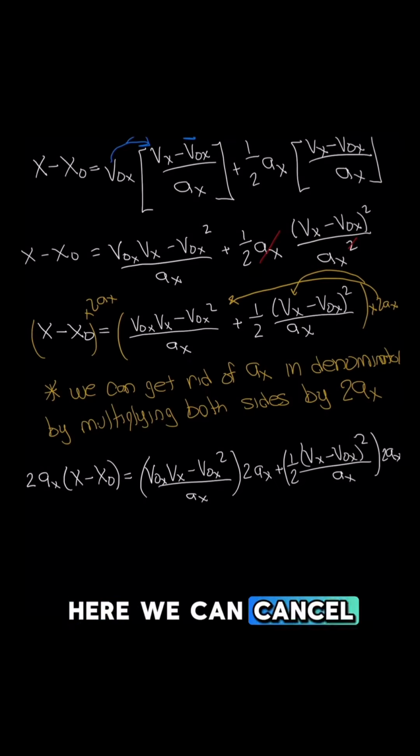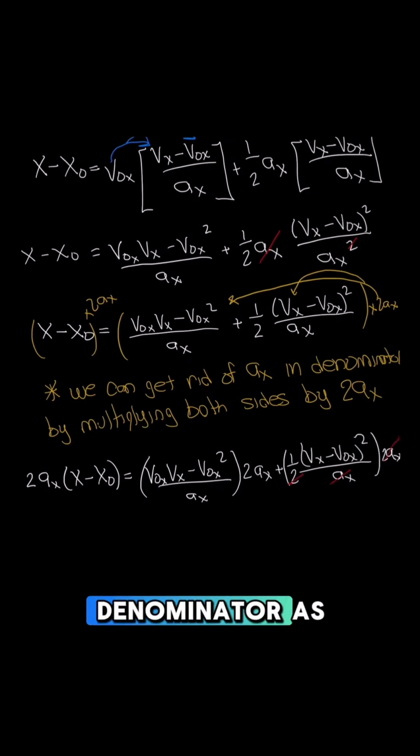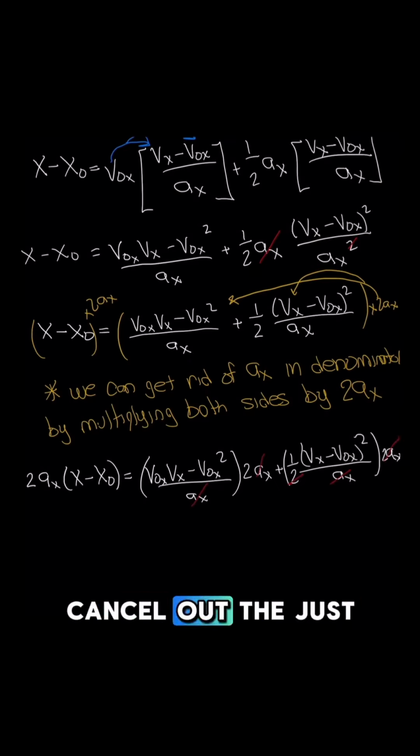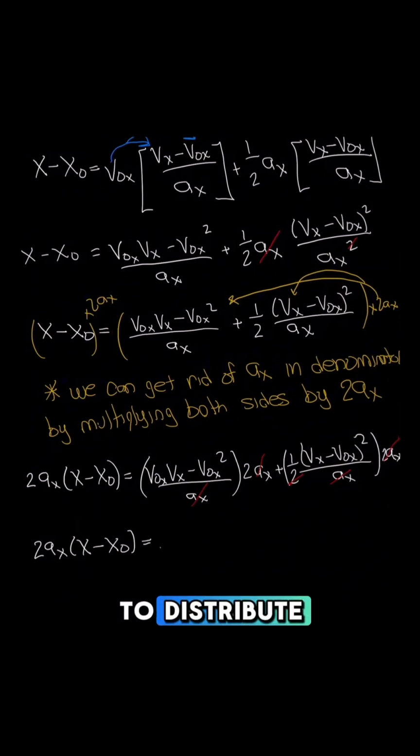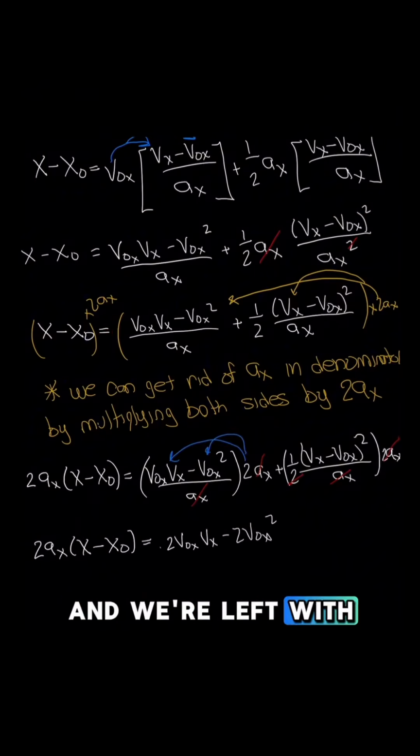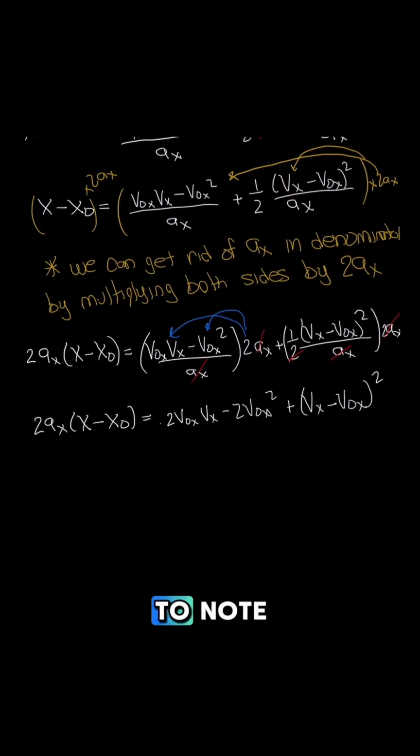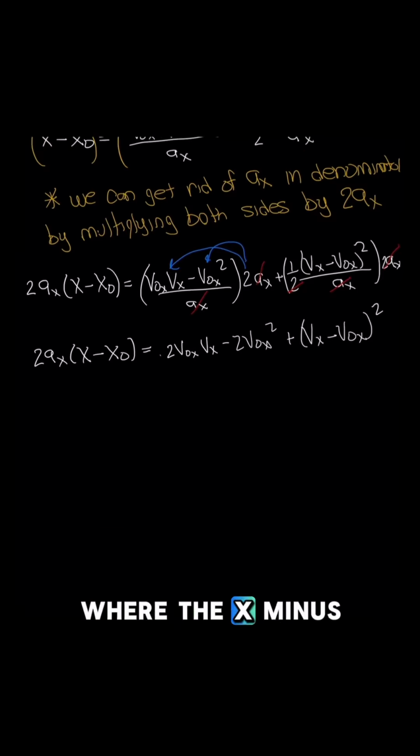On the right term here, we can cancel out the 2AX from the numerator and denominator. As well, on the left term, we can cancel out just the AX. And then we have to distribute the 2 into the brackets. And we're left with this equation here. And I also want to note that we do also have the 2AX multiplied on the left-hand side there, where the X minus XO is.